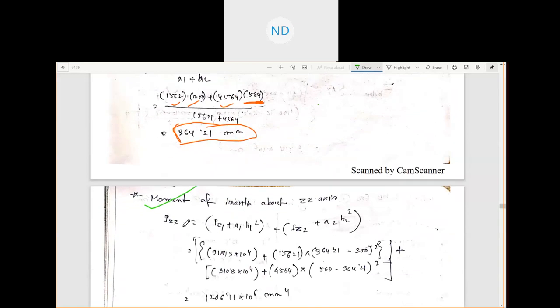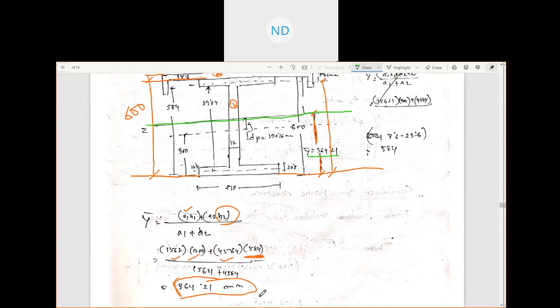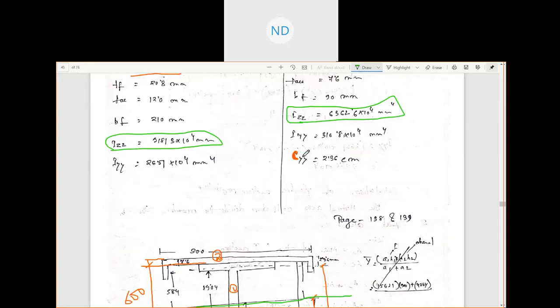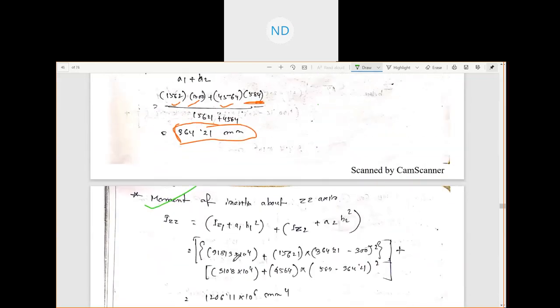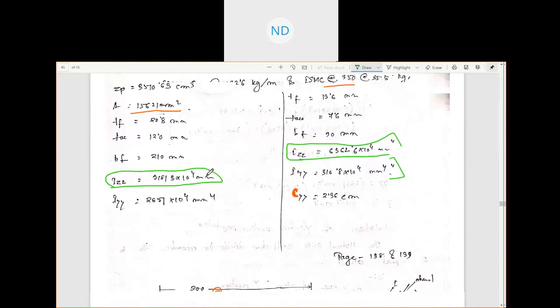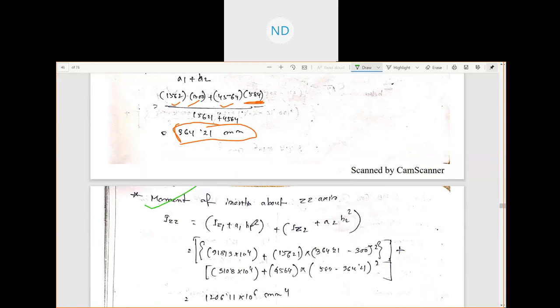Now you see here, the moment of inertia about the Z axis is Iz1 plus A1 h1 square plus Iz2 plus A2 h2 square, similar to the earlier values, moment of inertia plus A1 r1 square. Here the moment of inertia about the Z axis is given for the I section, and also for the channel section. The moment of inertia we know is 91813 into 10 to the power 4. Now what is A h square? The area, again from the properties given to us, is 15621, area A, H1 square. H1 square is nothing but the distance. What was it?